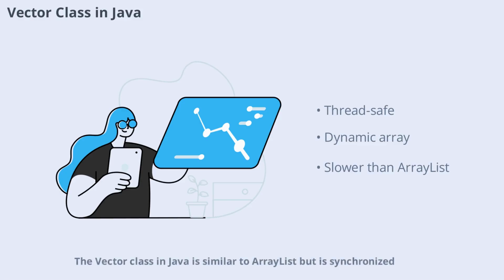The Vector class in Java is similar to ArrayList but is synchronized, meaning it's thread-safe. Vectors use a dynamic array to store elements and provide methods like add, remove, and get. However, because of their synchronization, vectors are slower and less commonly used in modern Java programming.